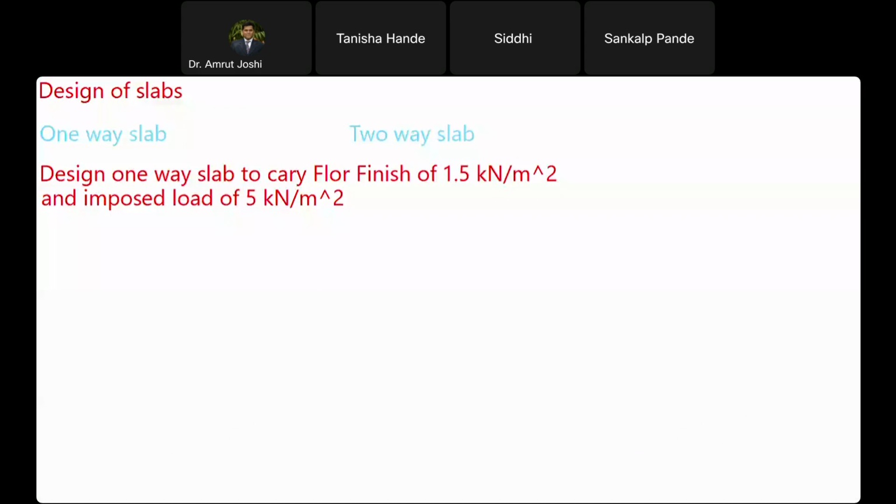And now let me share with you the entire screen so that I can show you how the slab looks.